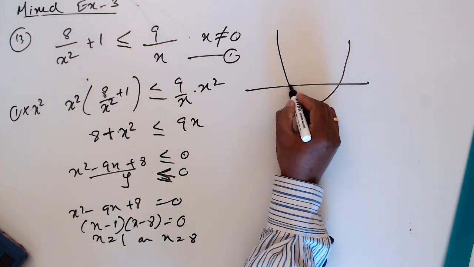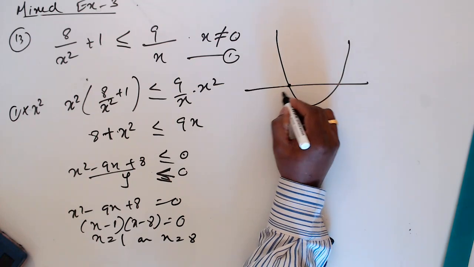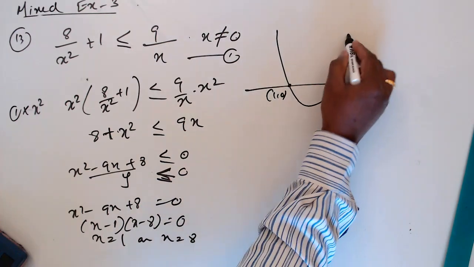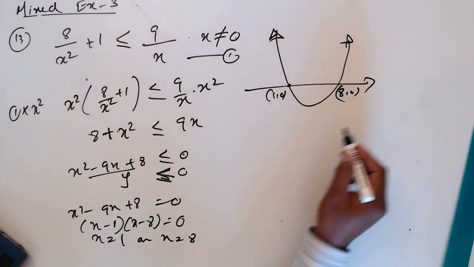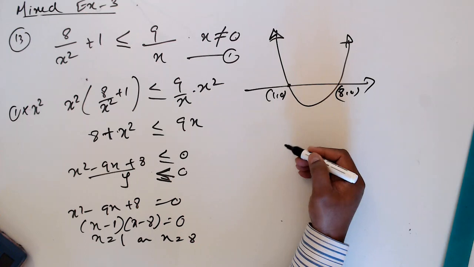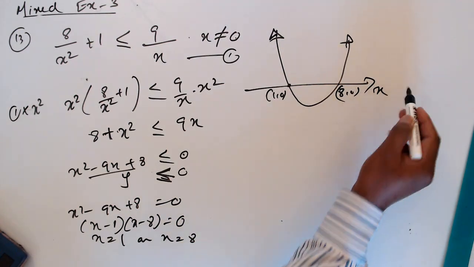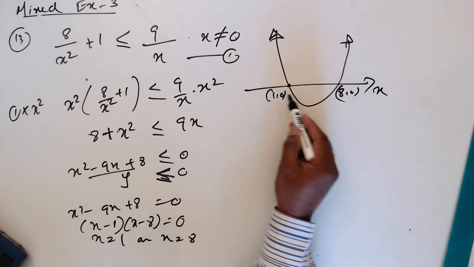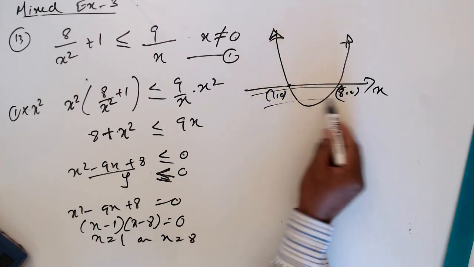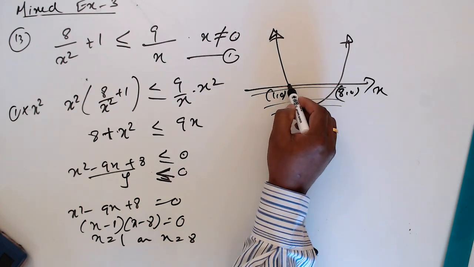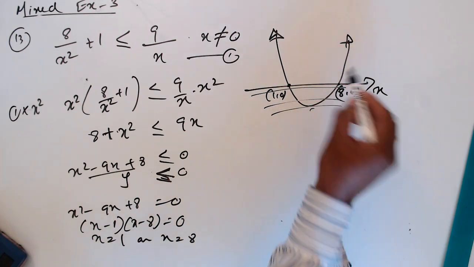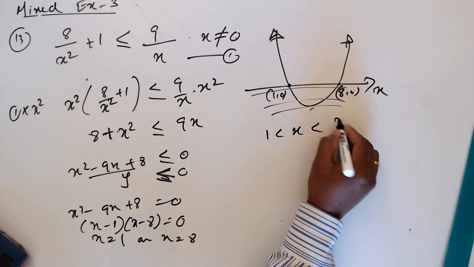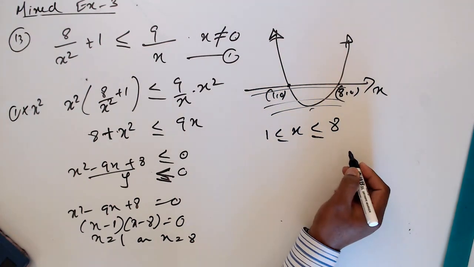This is the quadratic equation. This is 1, 0 and this is 8, 0. Which area is the y value negative? This is the x-axis. y is negative or equal to 0. This is the area where y is negative, and at this point y equals 0. So 1 greater than x greater than 8, including those two values.